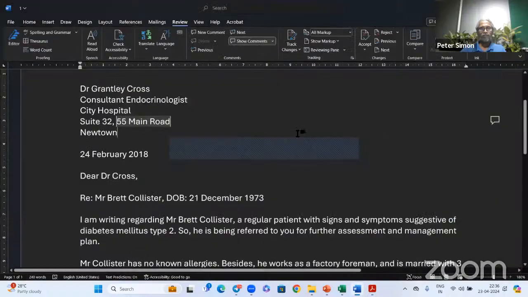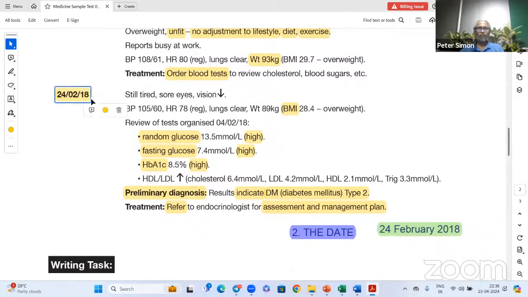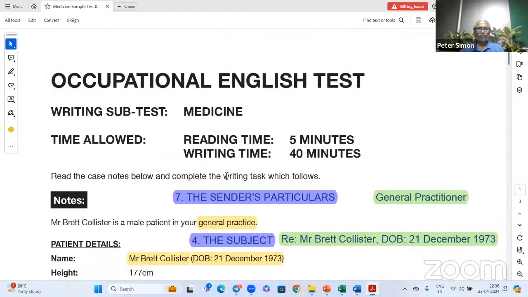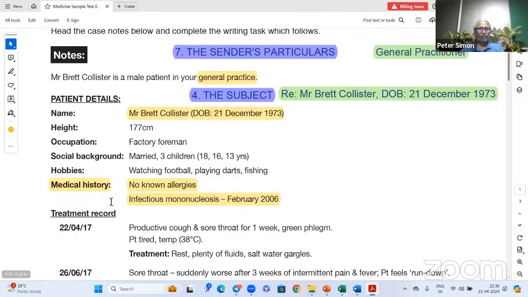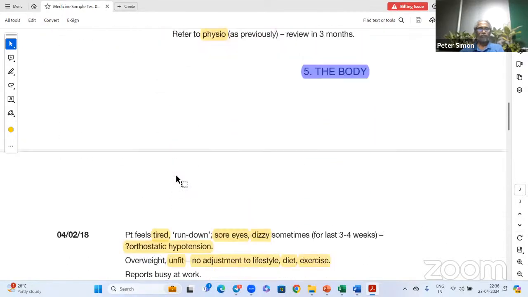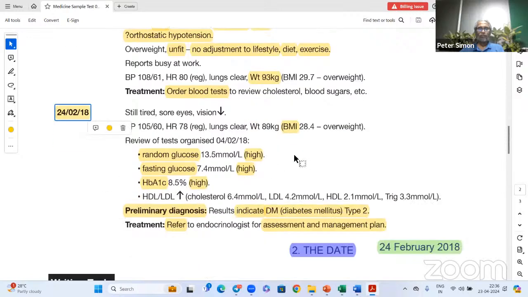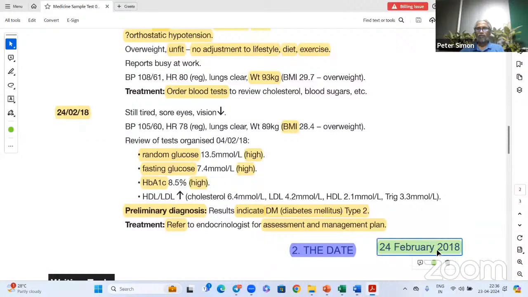And next, 24 February 2018. This is the date. It's always better you write the date like this.